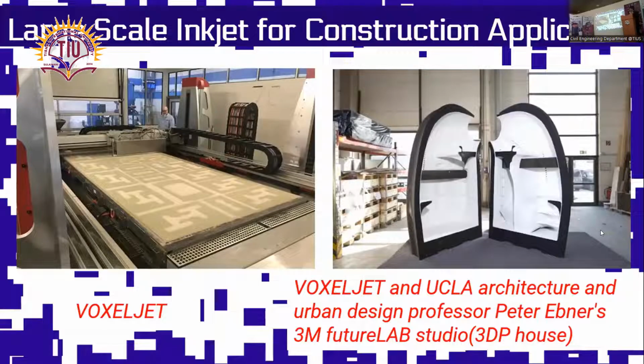Another kind of large-scale inkjet printing in Germany is Voxeljet. And with Voxeljet, they also tried to make a mini house with the help of the University of California. As you see on the right side, this is making the mini house with this kind of printer. And within about 72 hours, you can make everything that you want.